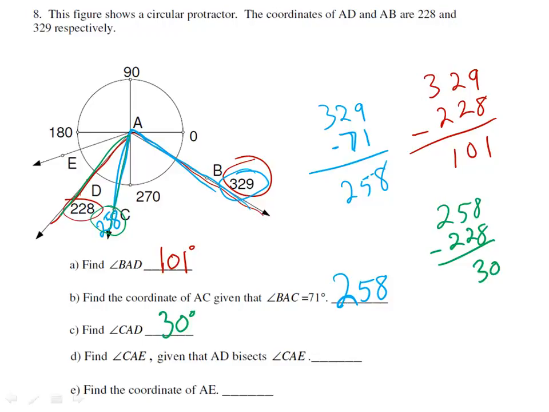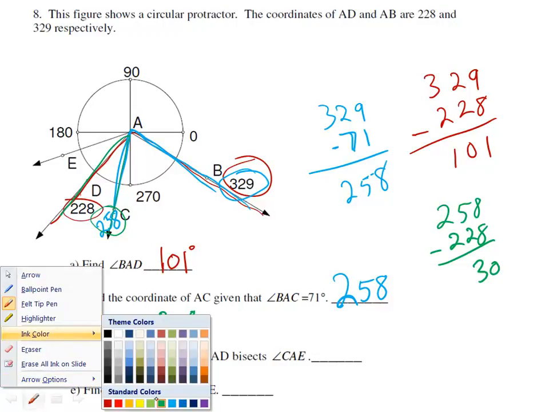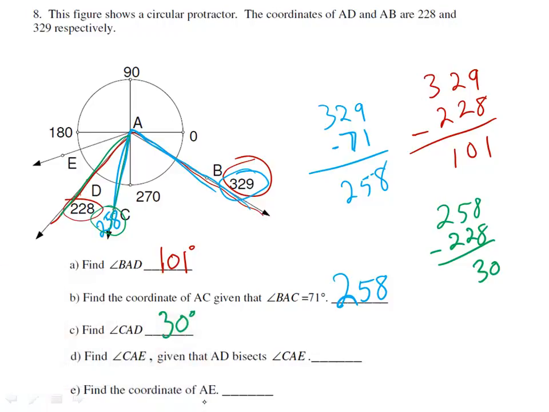Alright. Then it says find the angle CAE given that AD bisects angle CAE. Alright, so since it bisects it, that means it cuts it in half. CAE, right here, that's this one. Alright, so it bisects it. So this ray, AD, bisects the angle. And we know that this is a 30-degree angle.